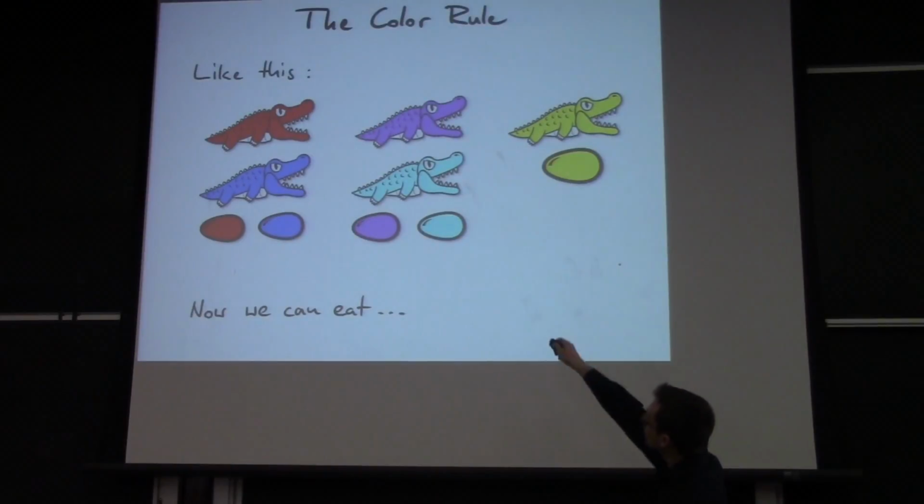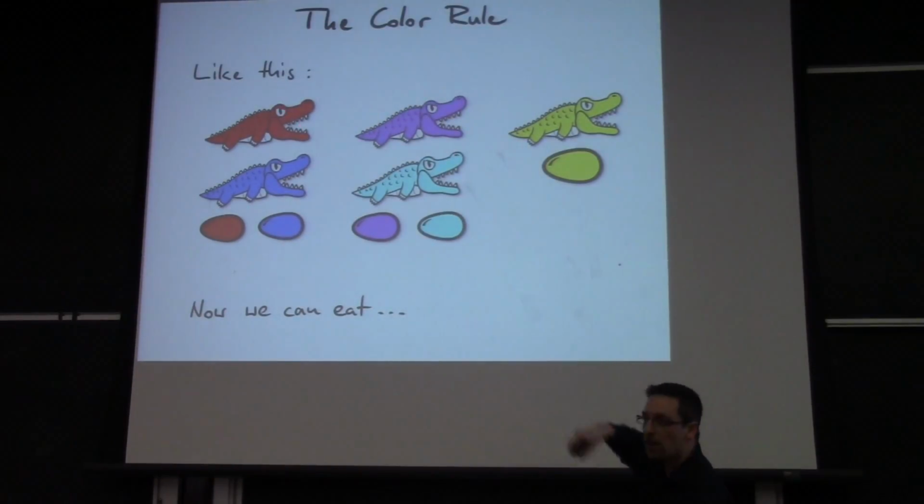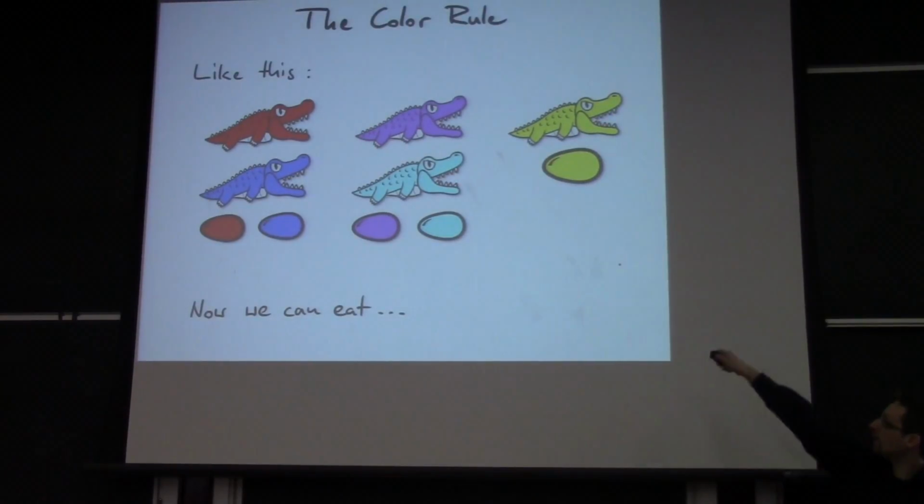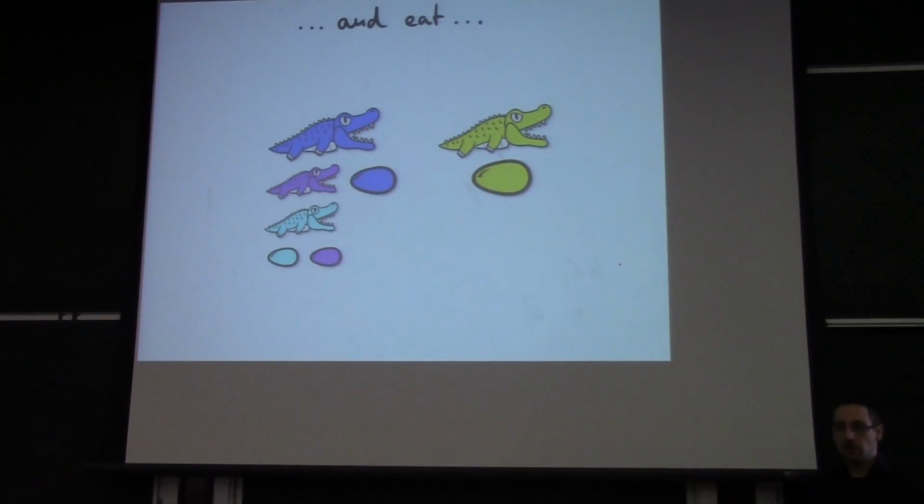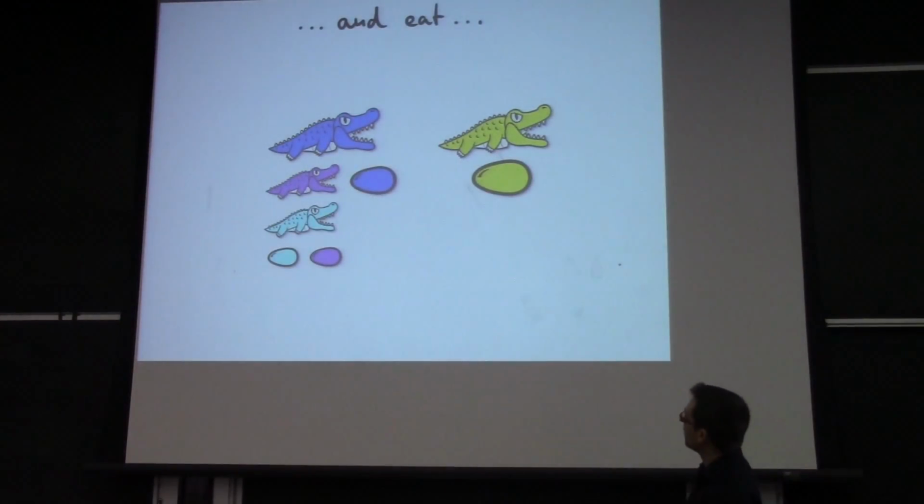Now we can again apply the eating rule. These two families don't share any colors, and we can just go ahead and let the red alligator eat this family here. That's what we end up with when we do this computation. So what can we do next?